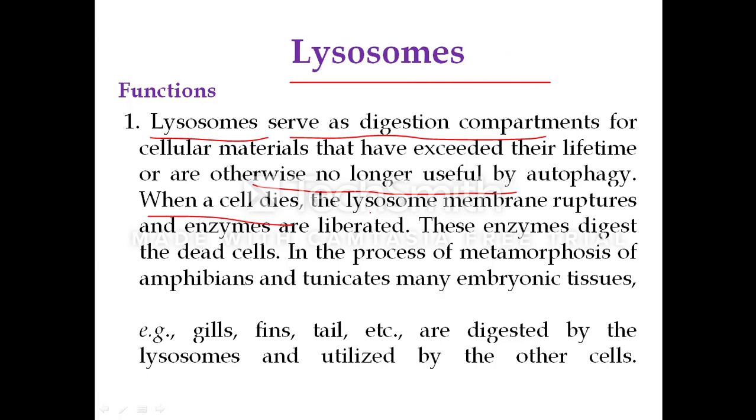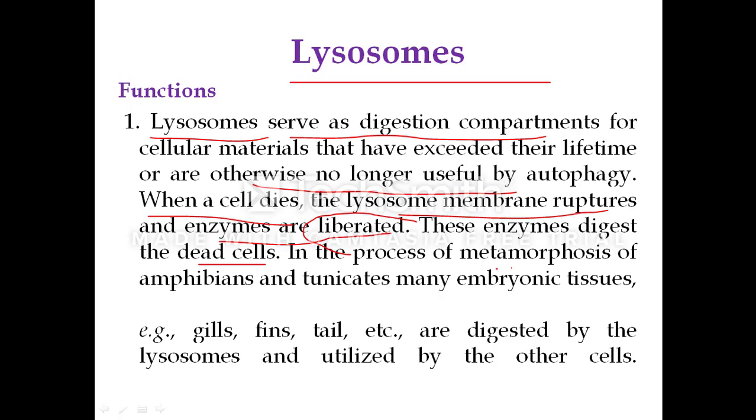When a cell dies, the lysosome membrane ruptures and the enzymes are liberated. These enzymes digest the dead cells. So how will these aged cells be killed? By the lysosomes. When the cell dies, the membrane ruptures and the lysosomal content is liberated, and these enzymes start digesting the dead cells.